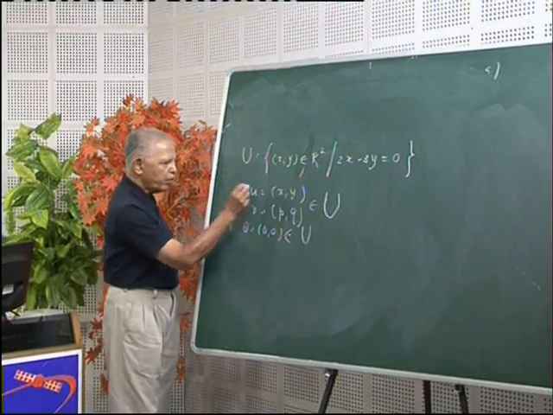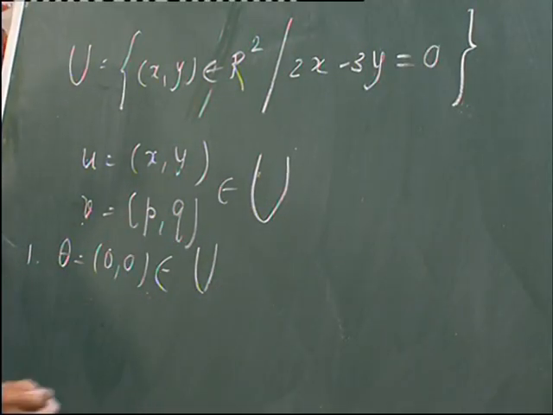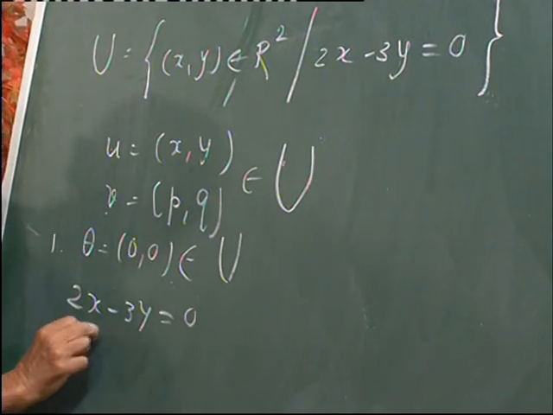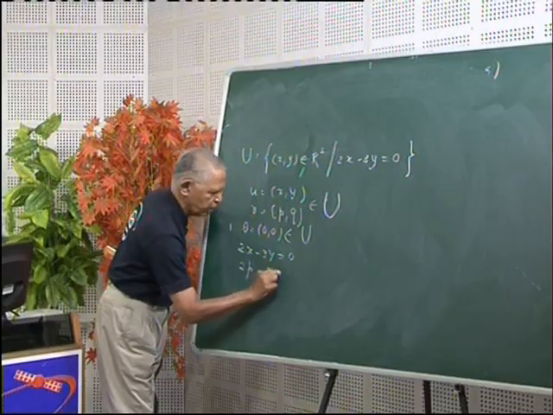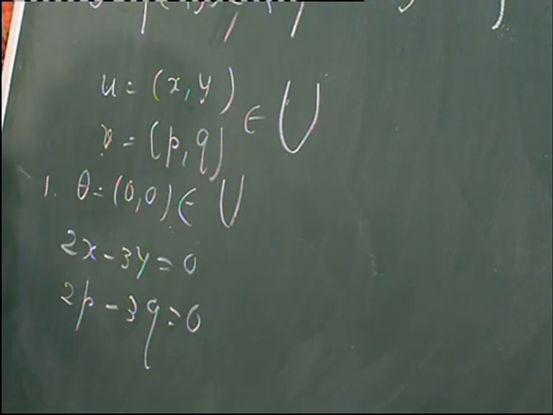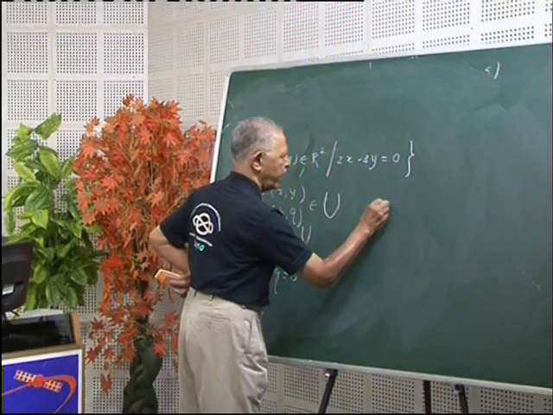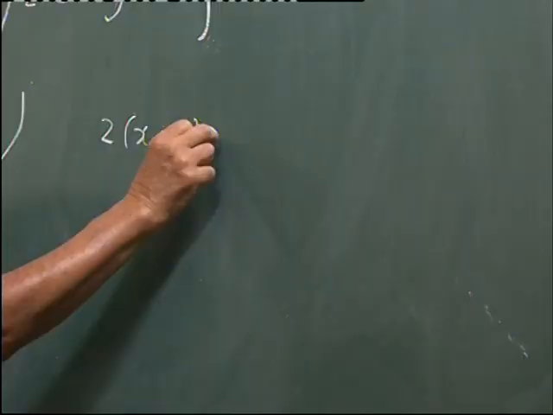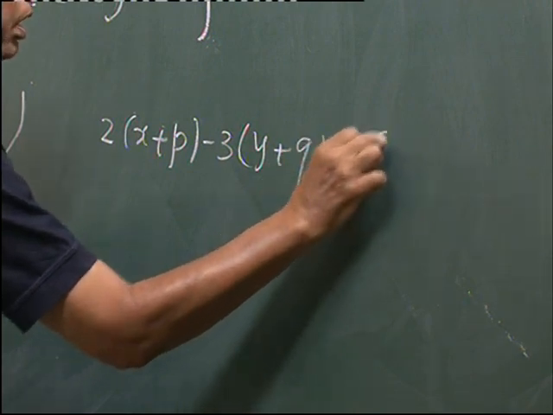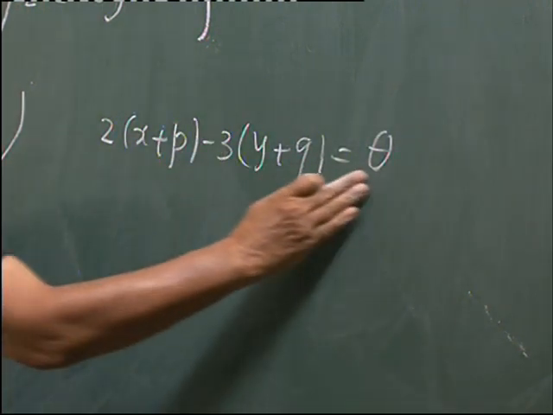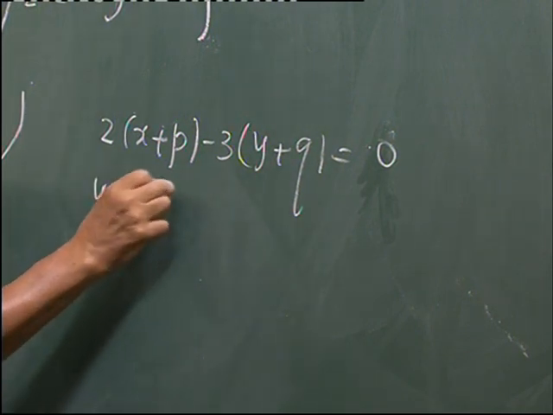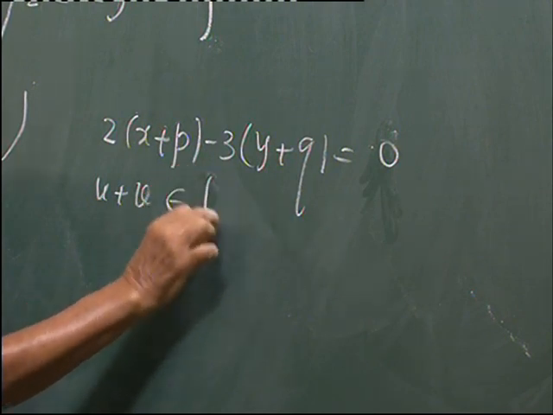Now, u and v both belong to U implies 2x minus 3y is equal to 0, 2p minus 3q is also equal to 0. Adding these two equations, what we get is 2(x plus p) minus 3(y plus q) is equal to 0, and that implies, our definition says, that u plus v belongs to U.